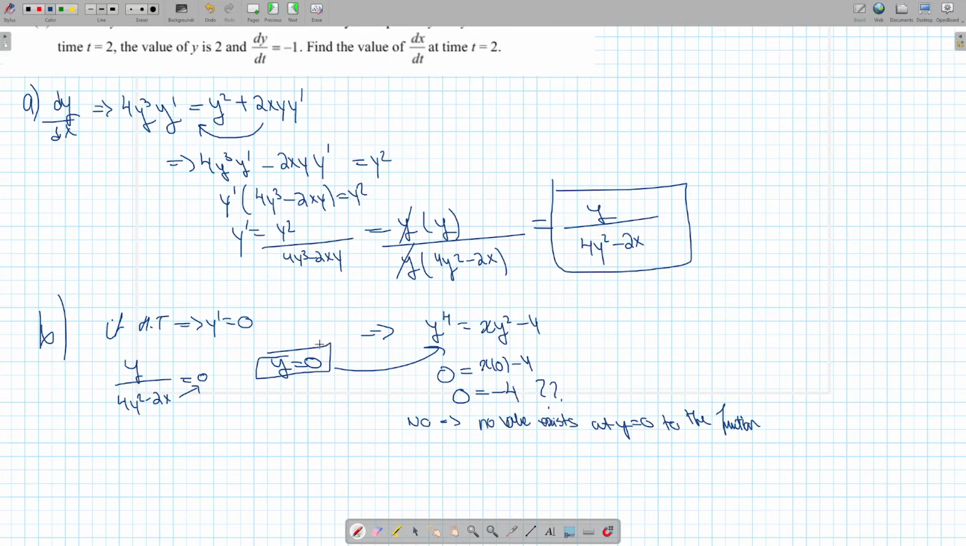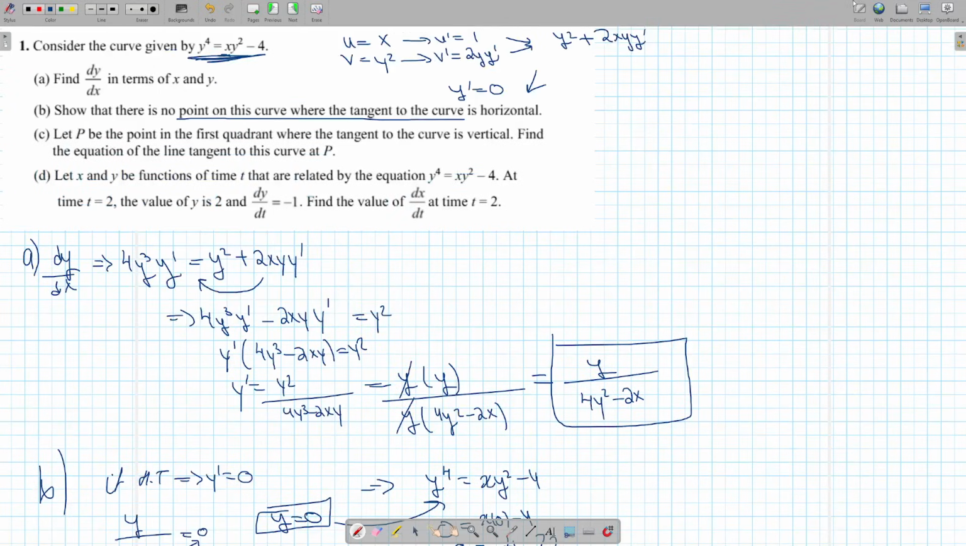Alright, so part B easy. Now over here, part C, they're saying let P be the point in the first quadrant. First quadrant, what does first quadrant mean? Yani positive, positive, positive x, positive y. Where the tangent to the curve is vertical. That means the denominator of y prime equals 0. Right? Find the equation of the line tangent to this curve at P.